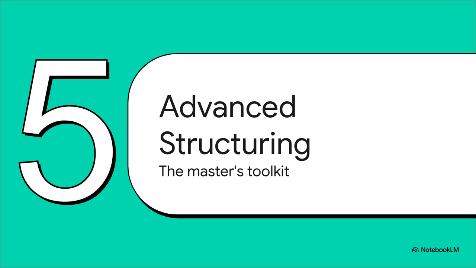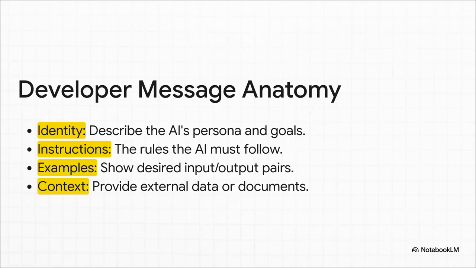Okay, time to level up. Let's dive into some of the more advanced techniques. This is where we learn how to structure our prompts to handle really complex jobs with a ton of precision and clarity. A really well-crafted developer prompt isn't just a jumble of commands. It usually has these four key parts, and typically in this order. First, you define the AI's identity, its persona. Then you give it clear instructions, the rules. After that, you provide examples of what you want. And finally, you give it any external context it might need.